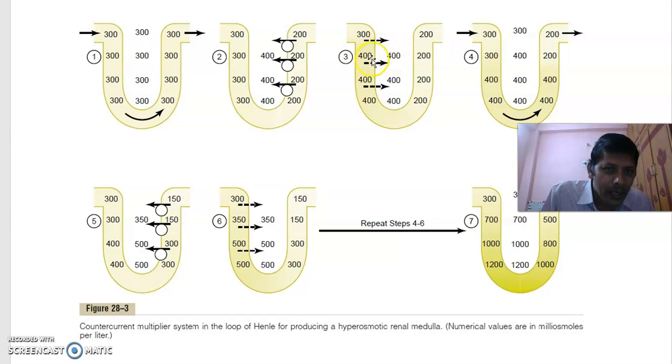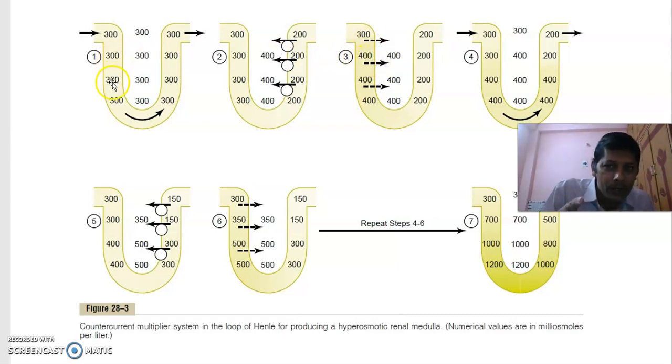Now observe here. Why is water coming outside here? Because there is an osmolarity difference. Earlier water was not coming outside here because there was no difference in the osmolarity, 300 here. But now you can observe the osmolarity difference here. Here it is 300, here it is 400. Now water comes here.